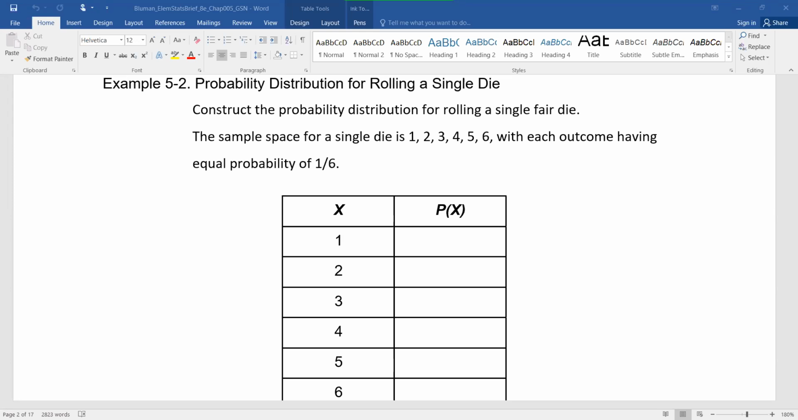All right, so there we go. This one is we're going to construct a probability distribution for rolling a single fair die. So this is not a weighted die. A die has 6 sides and we'll number them 1 through 6. And we're going to write out the outcomes for each probability.